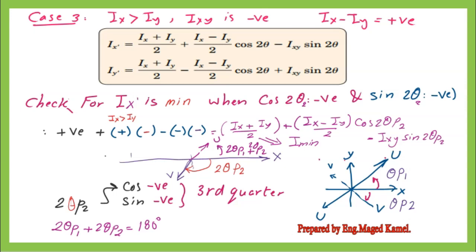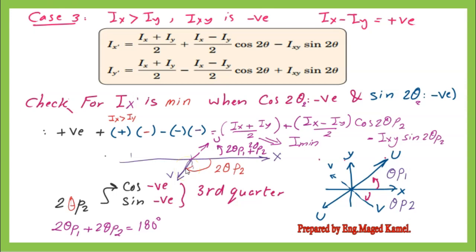The moment of inertia Ix dash will be minimal when cosine 2 theta b2 is negative and sine 2 theta b2 is negative. Since we have plus positive multiplied by negative minus negative multiplied by negative, this means that 2 theta b2 is in the third quarter.